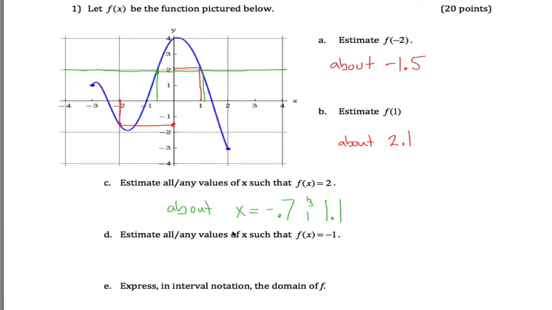Estimate any and all values such that f of x equals -1. Okay, same idea, except now it's when the height is -1. So I'll try my best again to draw a straight line when the height is -1. Easier said than done on a computer. Okay, it looks like right here I have an x value that has a height of -1. It's a little bit less than -2. I don't know, to me it looks like about maybe -2.2.